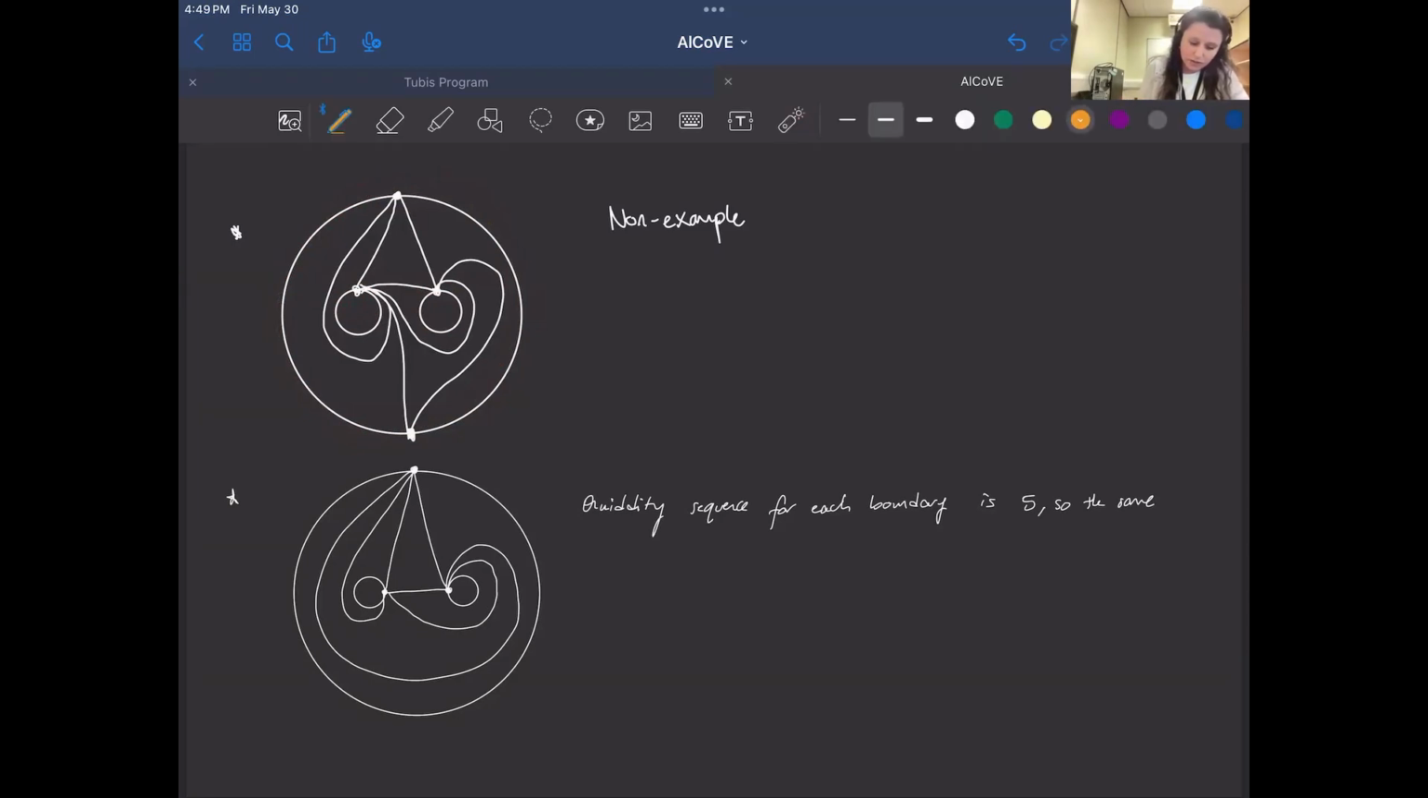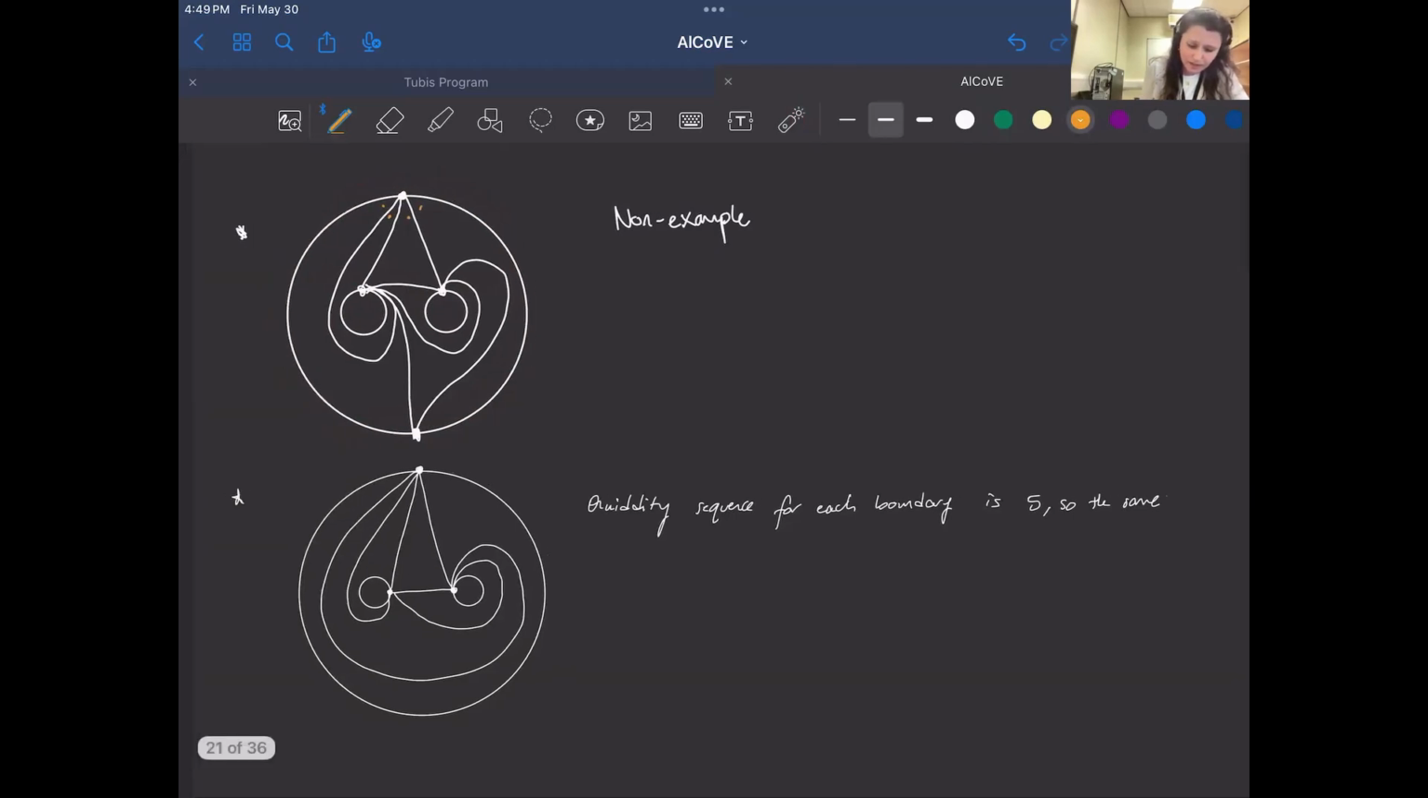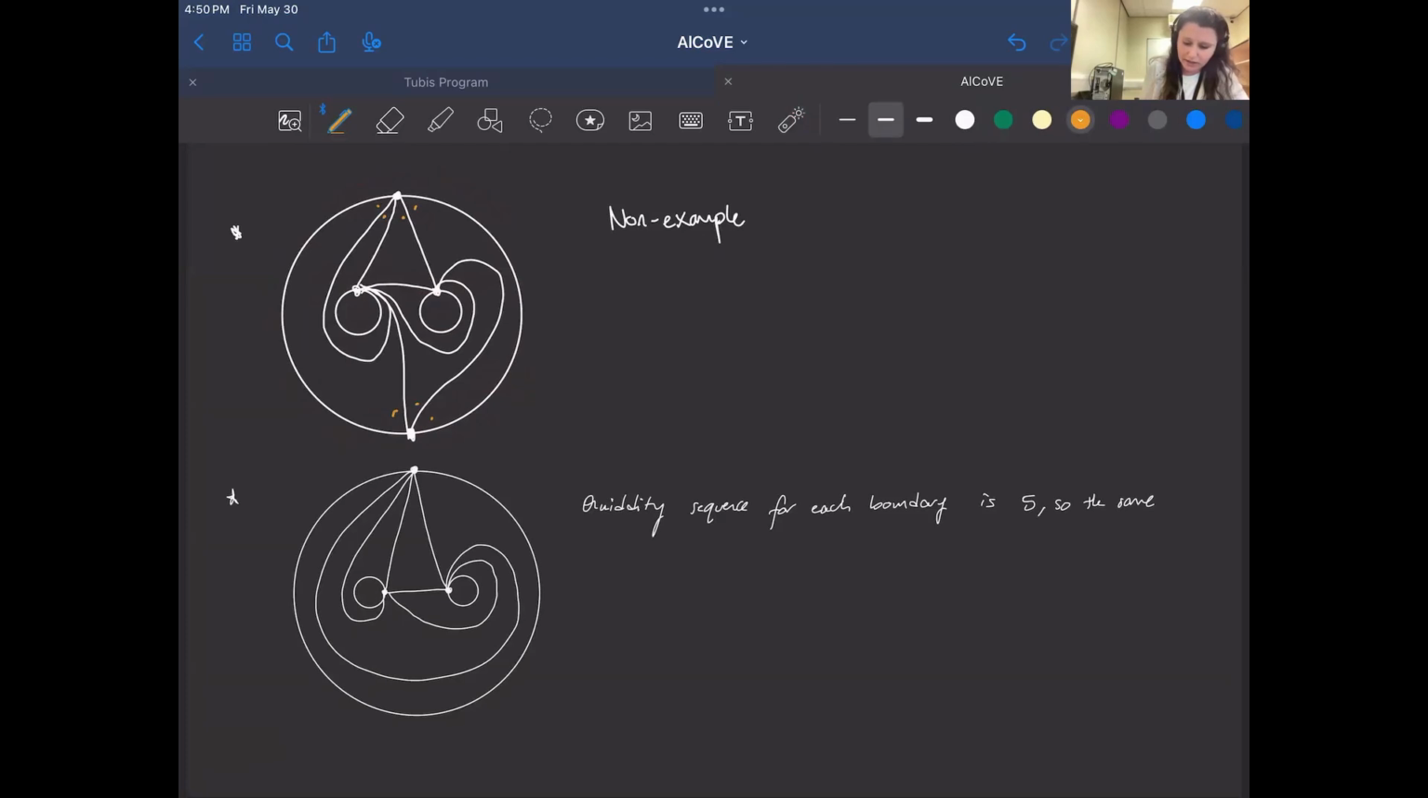But that's not true, because this is a simple example. If I write down the Conway-Coxeter sequences, the one for the outer boundary is for 3, and these are 1, 2, 3, 4, 5, 5, and 1, 2, 3, 4, 5, 6. So obviously, if I put these in these infinite Frieze patterns, they won't grow the same. So here, this is an example. So it fails if we have more than 2 boundaries.